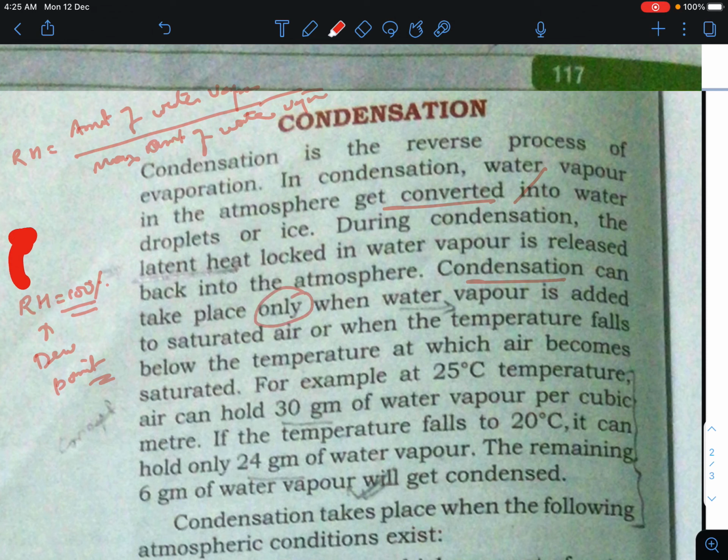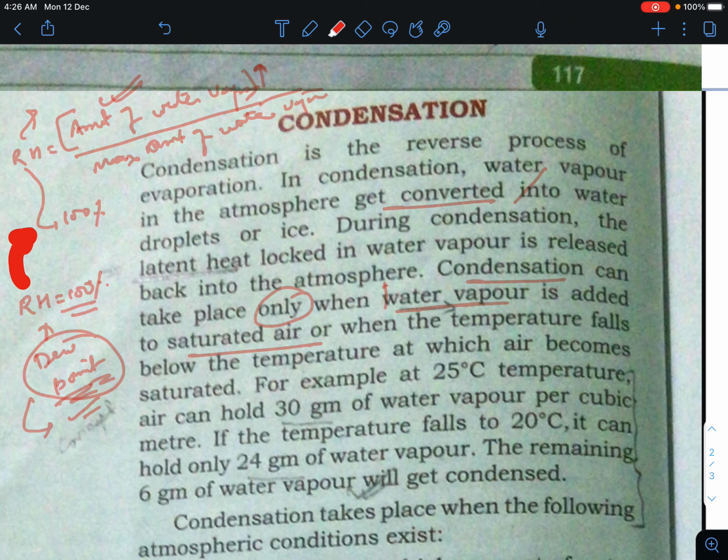Now, the condition is that condensation can take place only when water vapor is added to saturated air. When we add more water vapor to the air, the RH value is going to increase. If it increases up to 100%, the point at which RH is equal to 100%, or the temperature at which the air gets saturated, is called the dew point. And from here the condensation starts.